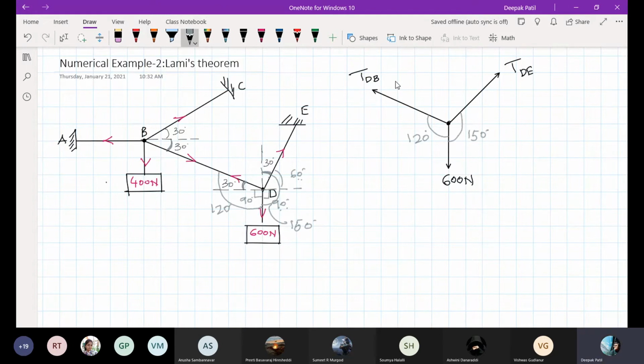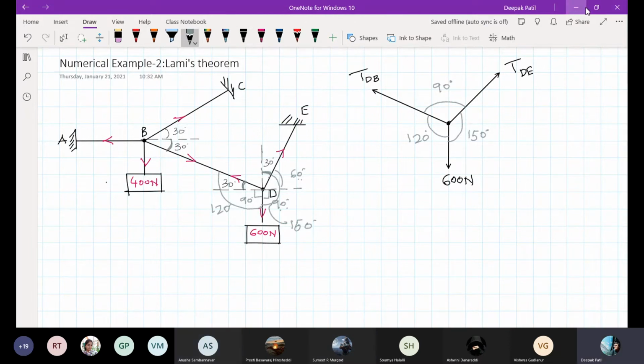Are you clear, students? The remaining angle can be calculated as 360 minus the sum of 120 and 150, which comes out to be 90 degrees. Are you clear with these angles, the calculation of the angles? Yes, sir.